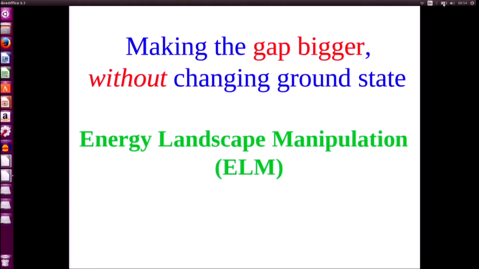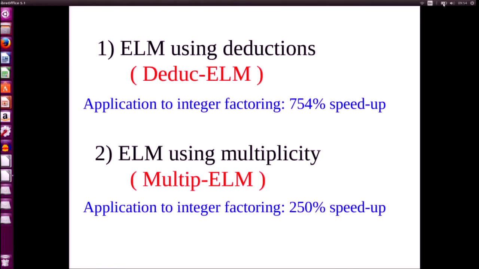There's one way we can mitigate this. We reduce the probability of exciting into an excited state, making the gap bigger without changing the ground state that encodes the information that we want. This is called energy landscape manipulation, or ELM. So we came up with 2 different flavors of ELM. One of them is using deductions, Deduc-ELM. Here, we applied this to an integer factorization problem and got a 754% speed up.